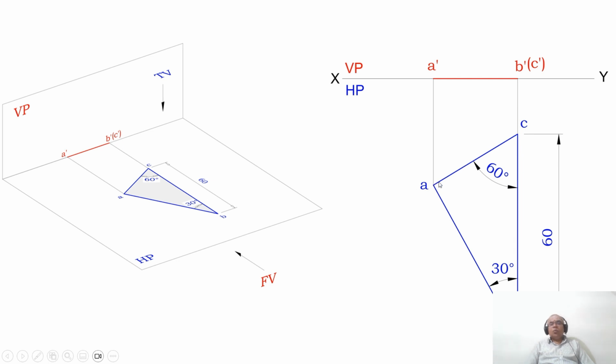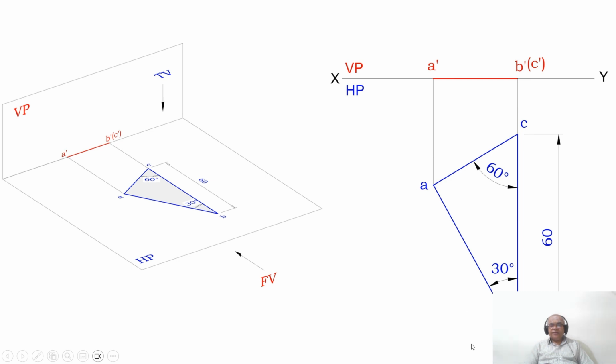So this is how, and join A to B, B to C and C to A with a dotted line. Once you do that, now I need to write the front view. How to write the front view? From A you draw a vertical projector to the XY line. Similarly from B and C you draw a vertical projector to the XY line.